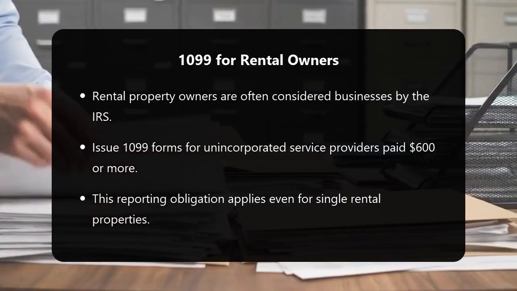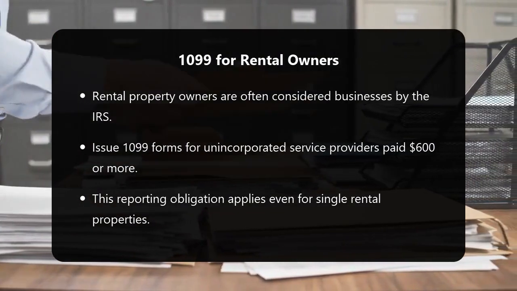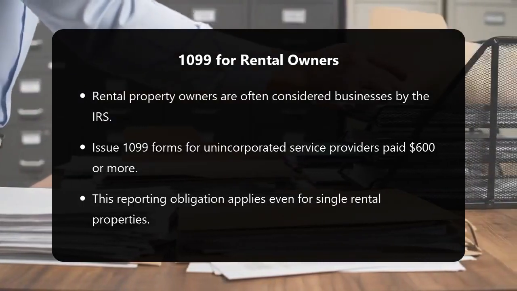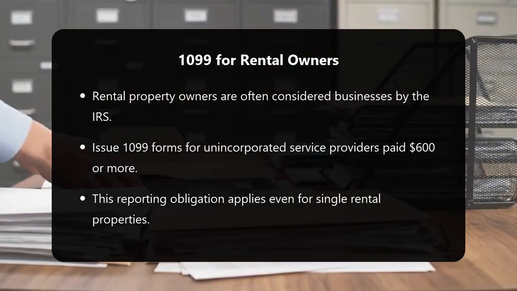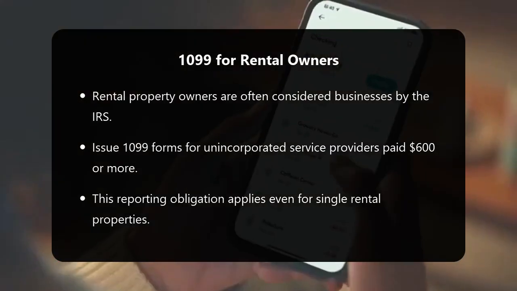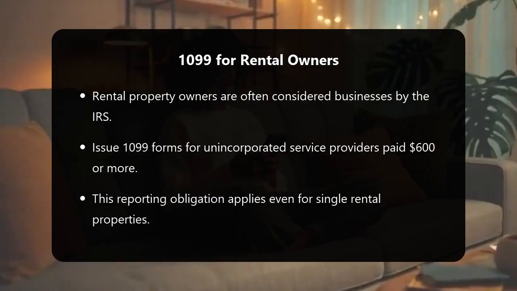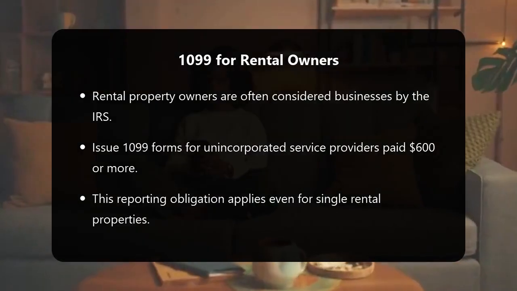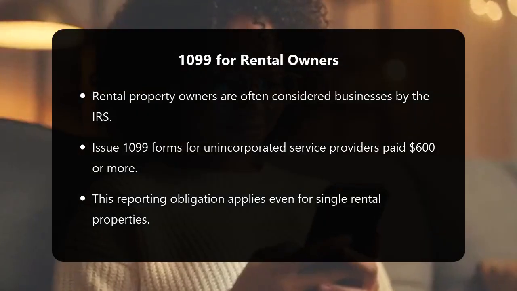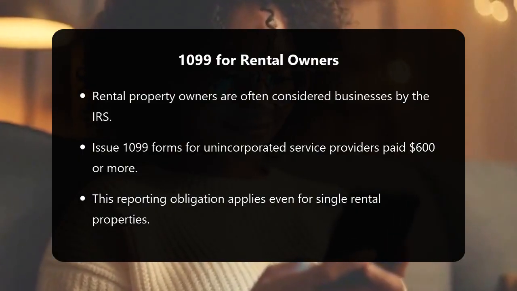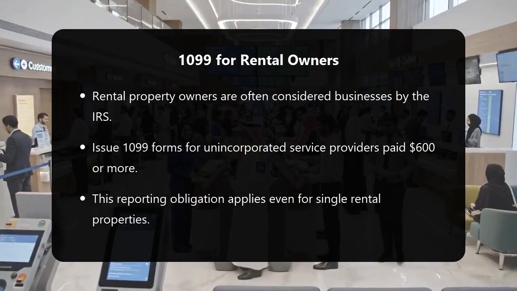You typically need to issue 1099 forms if you pay an unincorporated service provider $600 or more in a calendar year. This threshold is crucial to remember. For example, if you hire a handyman, plumber, electrician, or landscaper for your rental property, and they are not incorporated, you likely need to issue them a 1099.